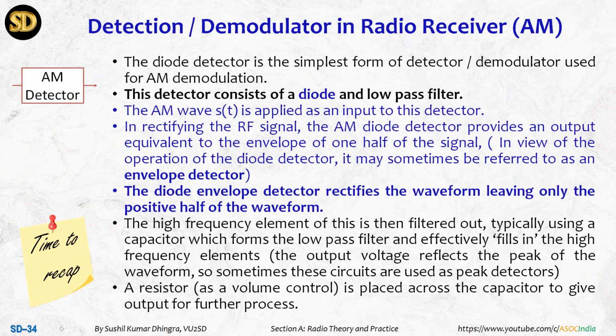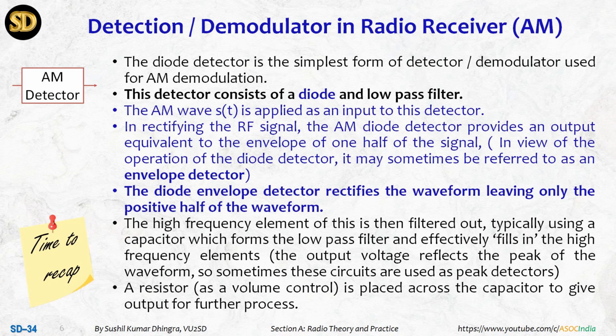First, recap: the AM detector, or diode detector. This is the simplest and easiest form of detector used for AM demodulation. It has already been explained, and this detector consists of a diode and a low pass filter. The low pass filter means one capacitor and one resistance, and the same resistance is also used as a variable control, so that you will get smooth output at the required volume.